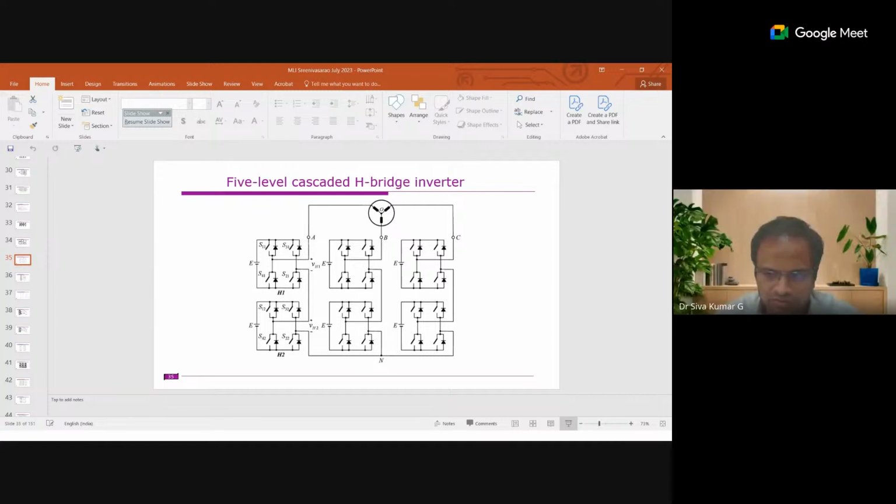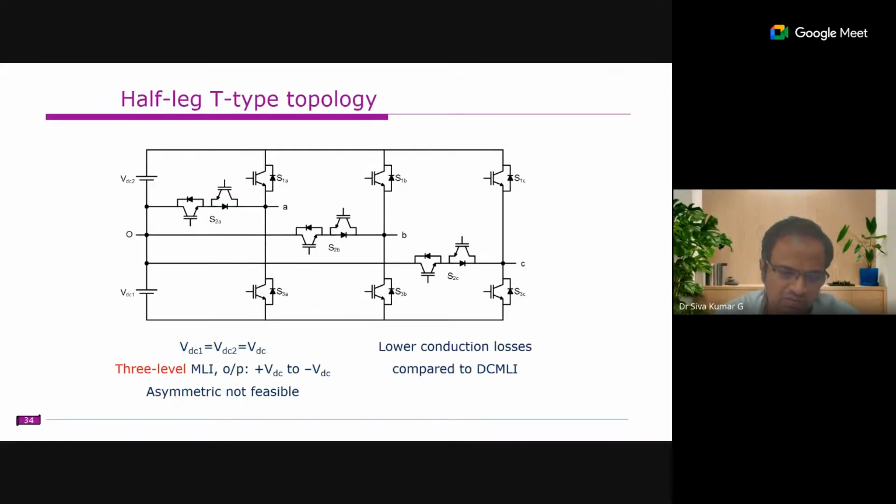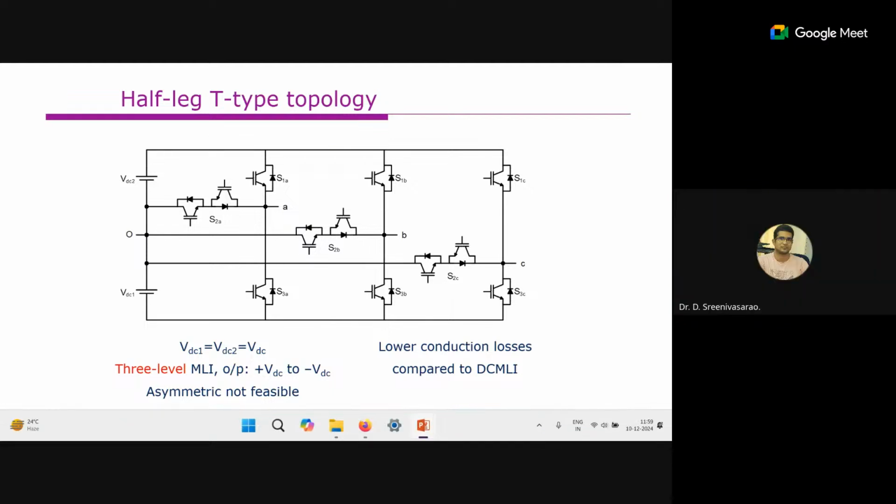Srini, can we use CSI instead of VSI? Yes, we can use CSI instead of VSI, but if you are using CSI, again, you need to use a large inductor. Maintaining the current in a large inductor is okay up to 5 amperes or 6 or 10 amperes range, but in larger systems, it is very lossy.